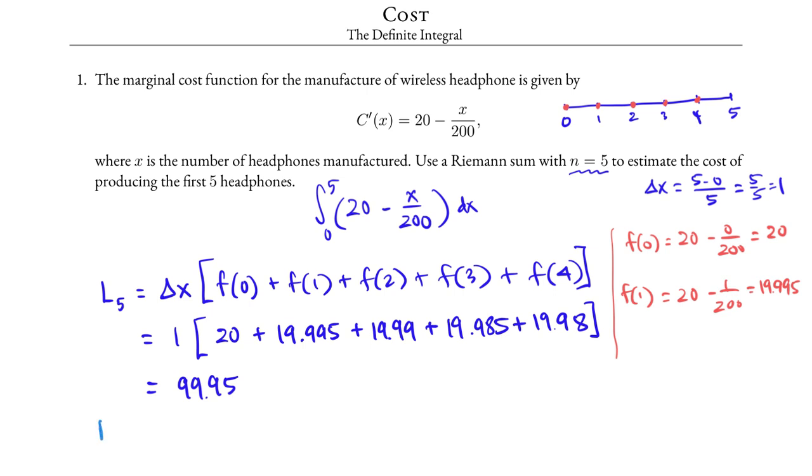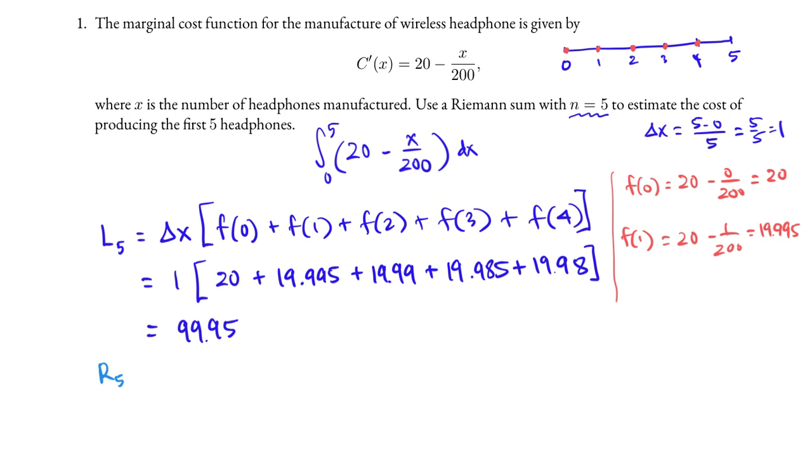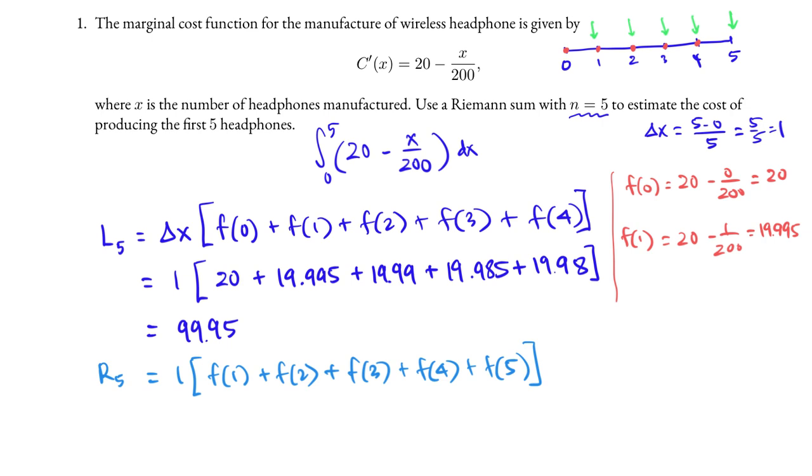If we use the right endpoint with 5 subdivisions still, then delta x will be 1, but this time the right endpoint for the first subinterval is 1, the right endpoint for the second interval is 2, then 3, 4, and 5. This means the corresponding heights will be f of 1 now, plus f of 2, plus f of 3, plus f of 4, plus f of 5. And again, there are 5 terms in this sum.